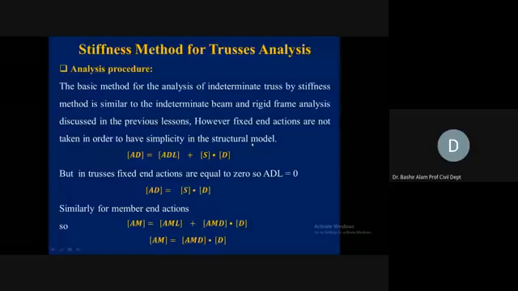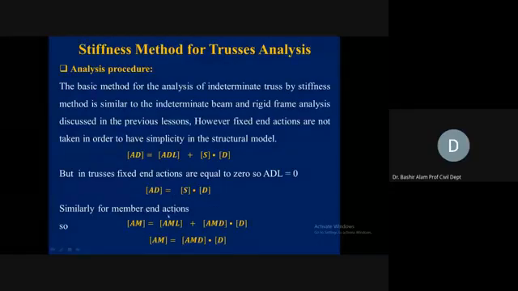The basic equation was the equilibrium equation, AD is equal to ADL plus S times D. But in truss, fixed end actions are equal to zero, so we put ADL equal to zero. From where was this ADL coming? When we have a fixed-ended beam under the actual loads, and we find the member end actions, that was the ADL matrix. So when we take this ADL matrix equal to zero, this equilibrium equation reduces to AD is equal to S times D.